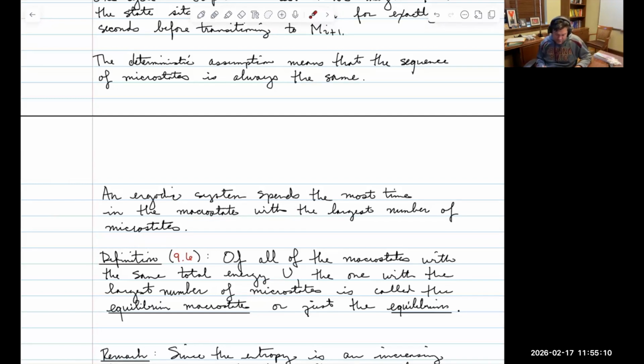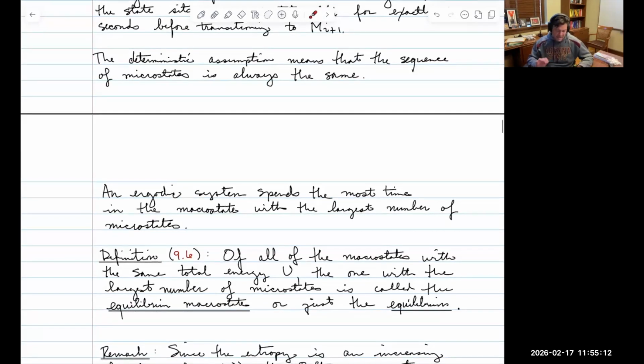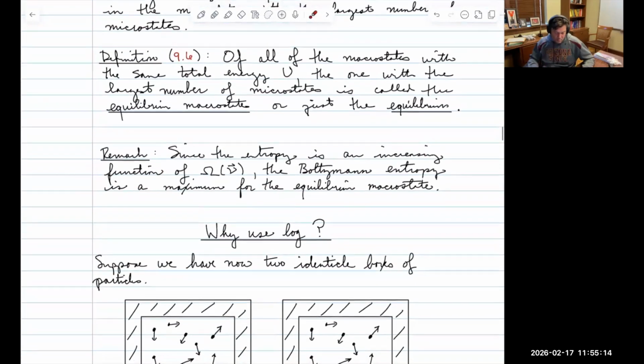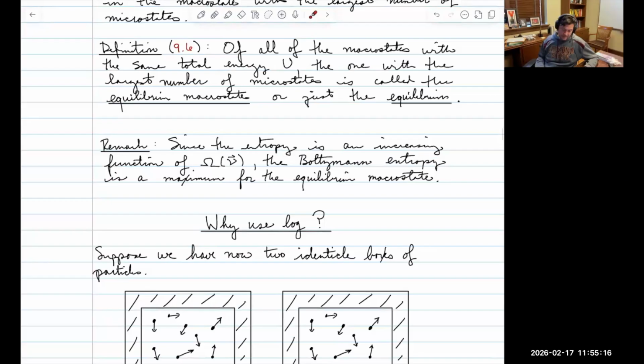Now let me get to this definition, and then we'll revisit our definition of the entropy. Of all the macrostates with the same total energy U, and of course I forgot to say it here, but the same number of particles, that kind of goes without saying, the one with the largest number of microstates is called the equilibrium macrostate, or just the equilibrium.